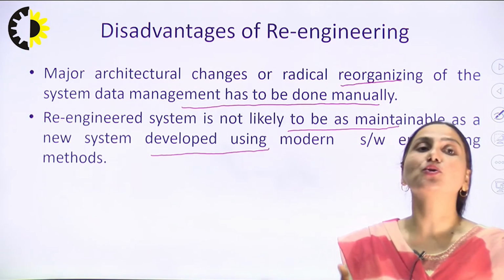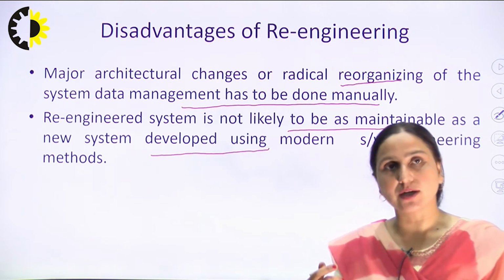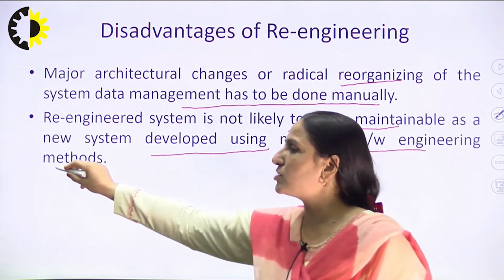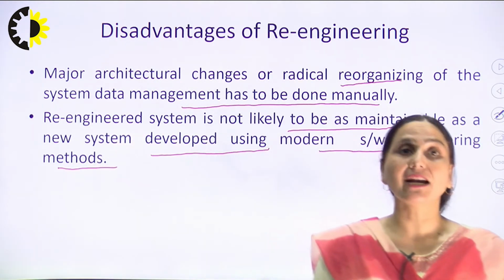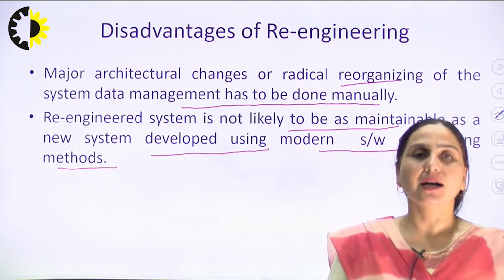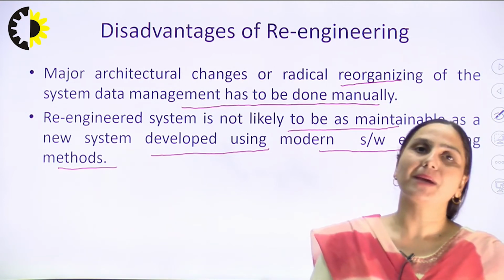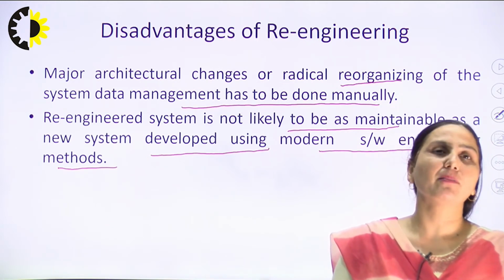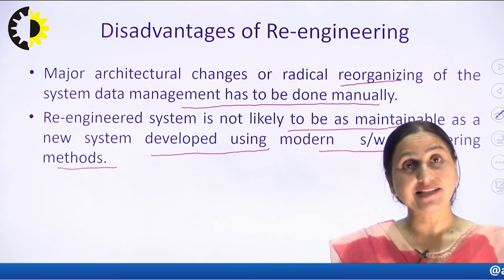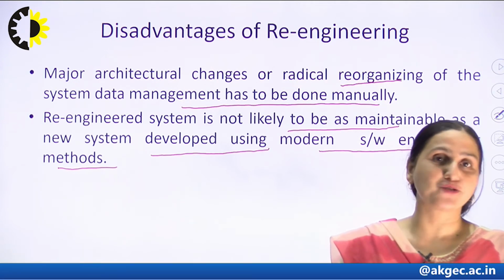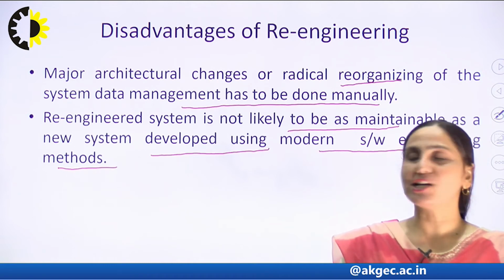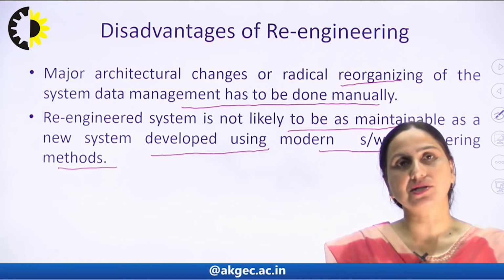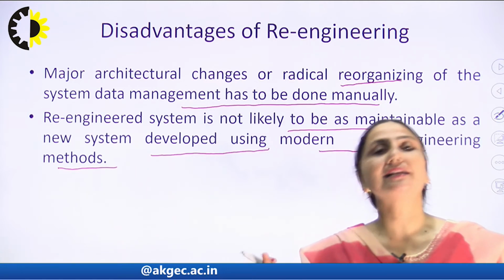That means if we are developing a new system, we will of course be using modern software engineering tools and modern software engineering methodologies. So based on that, we can say that it is very maintainable, using different tools, different methods, some standardized procedure, based on which we can say that the software will be more maintainable. And of course, maintenance is one of the most important phases, so we cannot neglect it. So the major disadvantage of restructuring a particular system is that it is less maintainable as compared to building a new system.